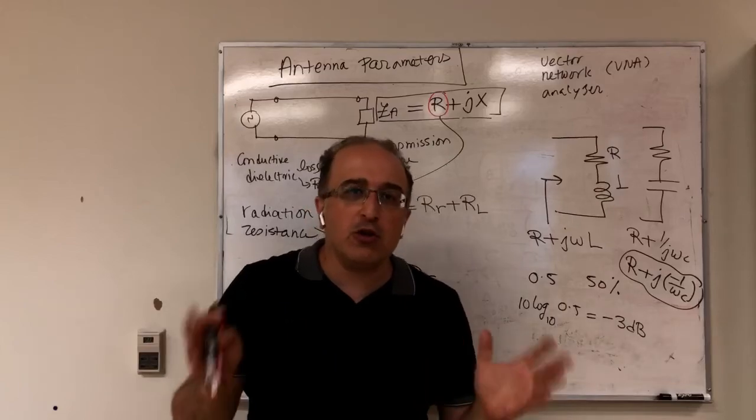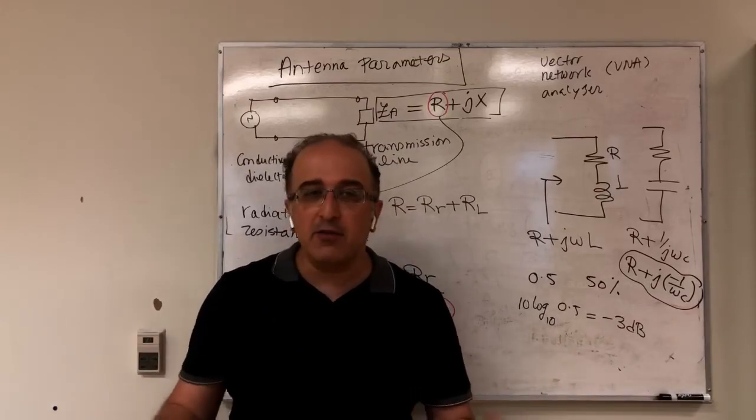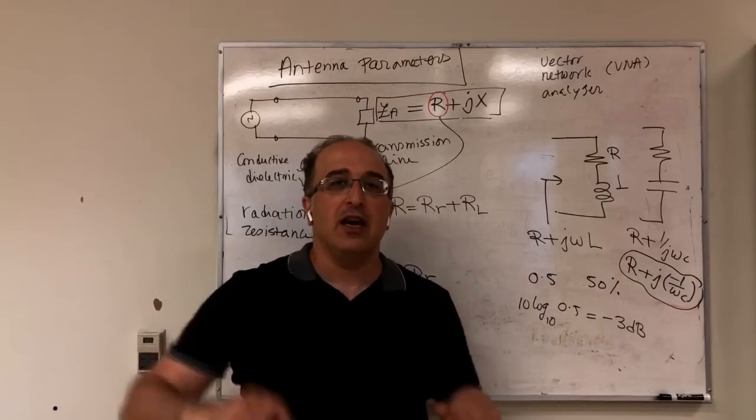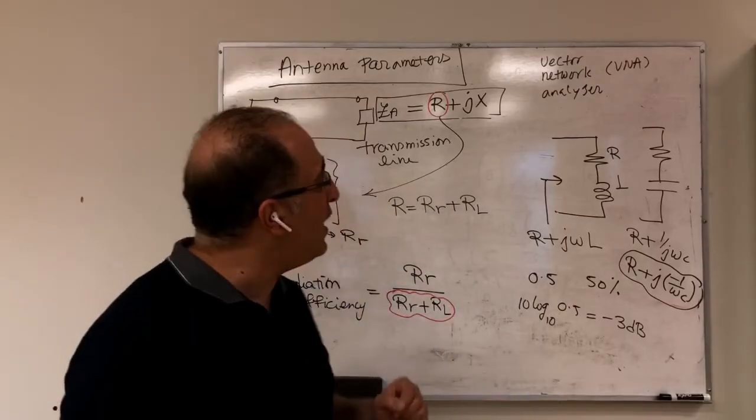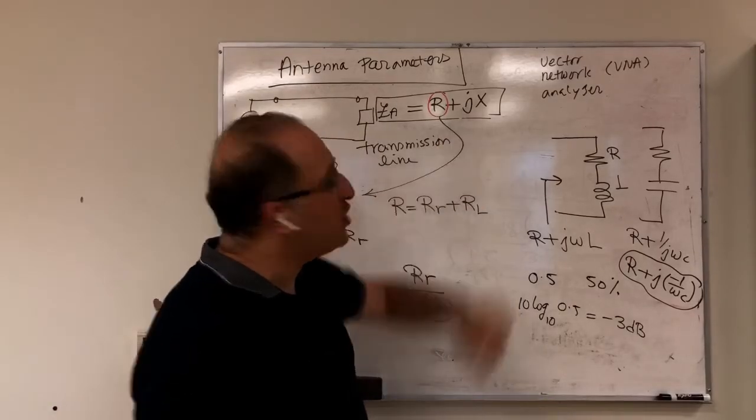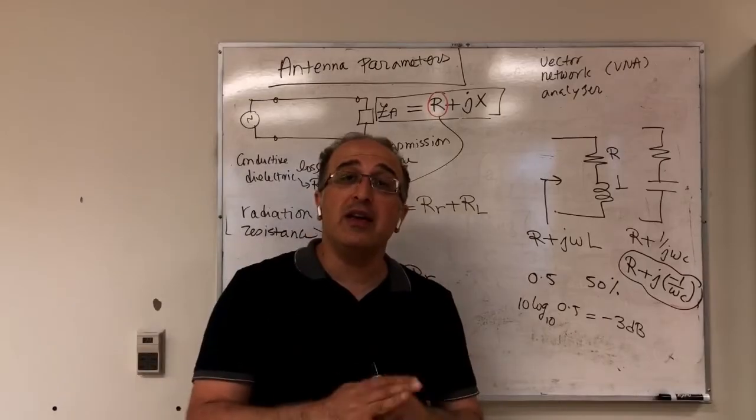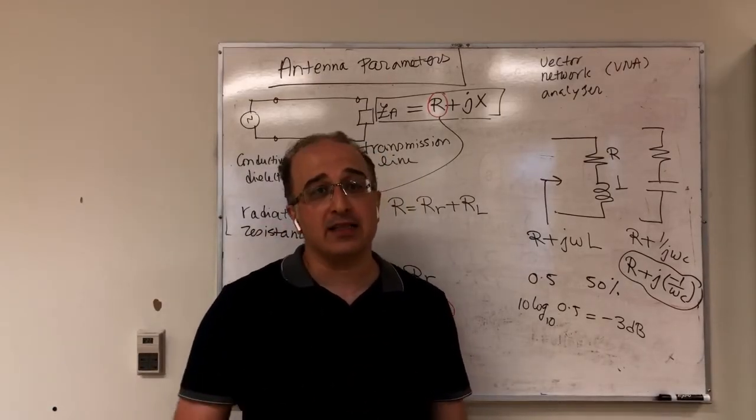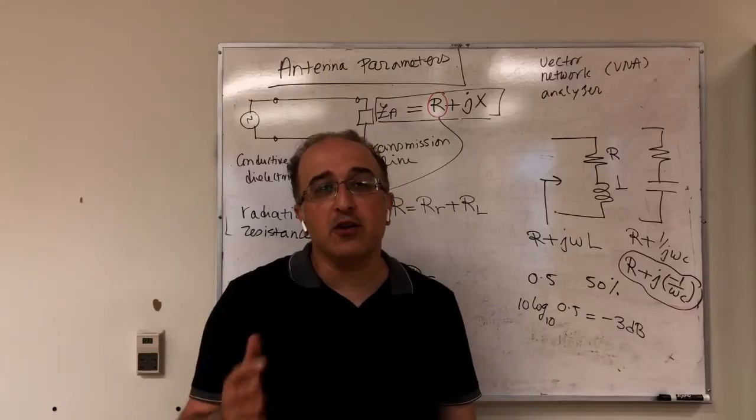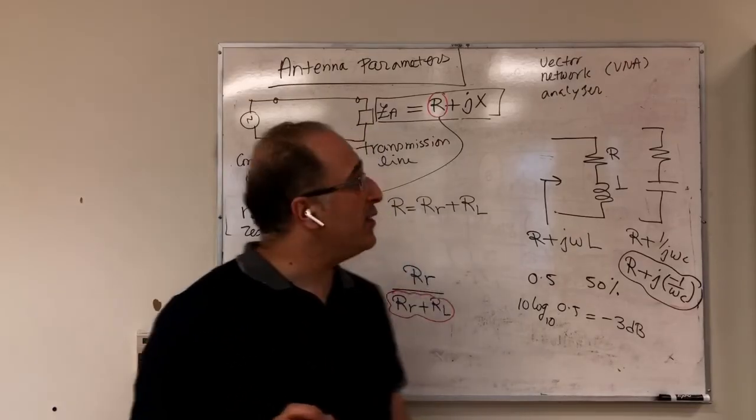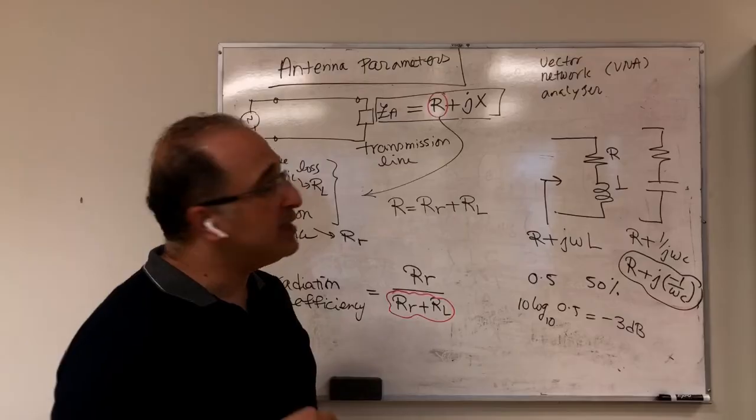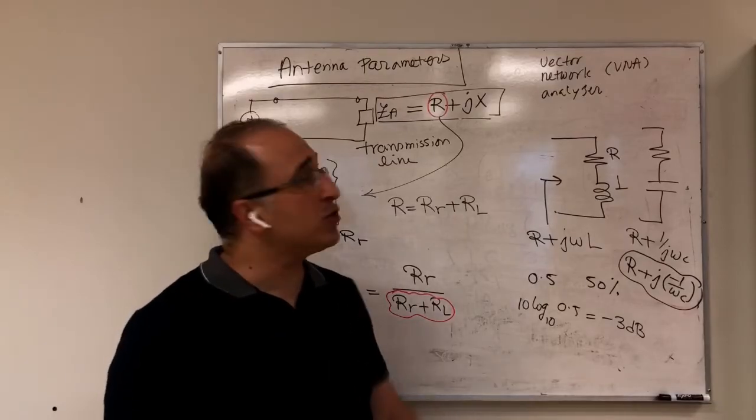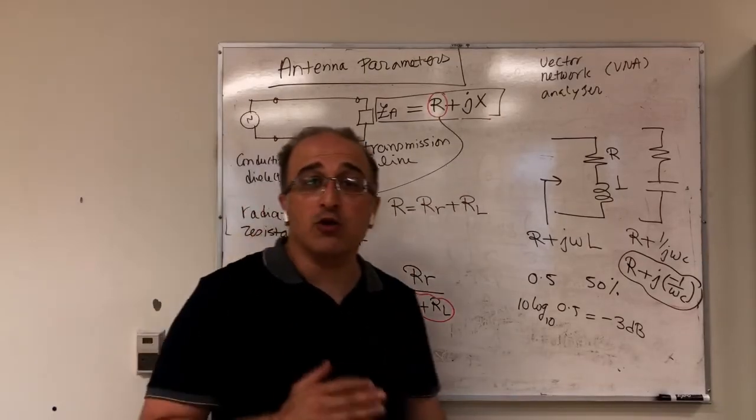This is usually not something good, because this device is not for storage. It's for radiating away. So that's why this JX, we need to try to bring it as close as possible to zero in most cases. And that's what we usually refer to as resonance. So if that happens, then we say this is at resonance. That means this X goes to zero.